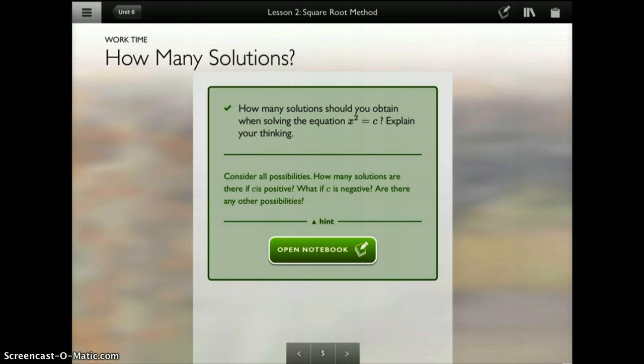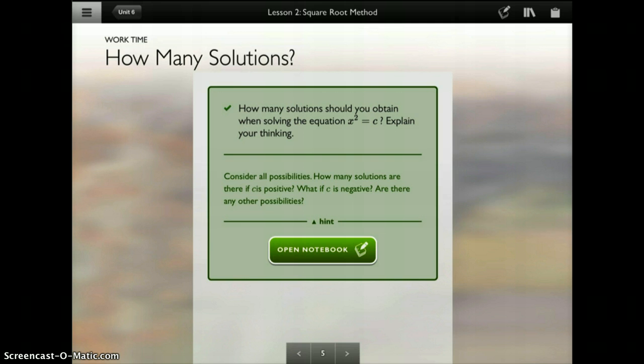Okay, so now we're on slide 5. There are 11 slides total, so just to give you guys an idea of where we're at. I may get into a third video, I'm not quite sure. Okay, how many solutions should you obtain when solving the equation x squared equals c? Explain your thinking. So you have to consider all possibilities. What that means is, what if c is positive? What if c is negative? What if c is maybe even equal to 0?